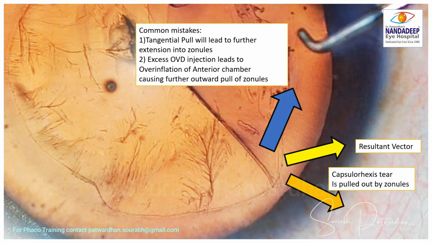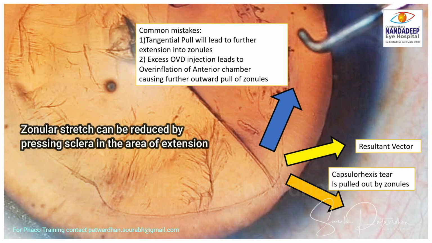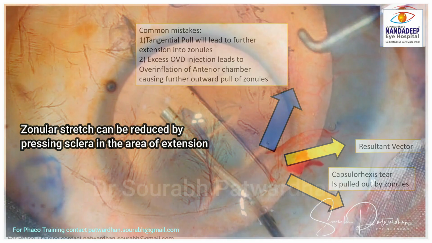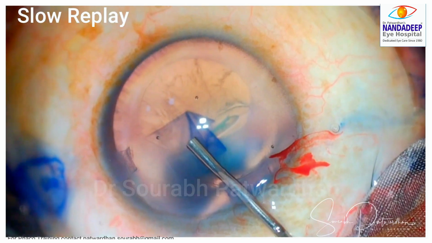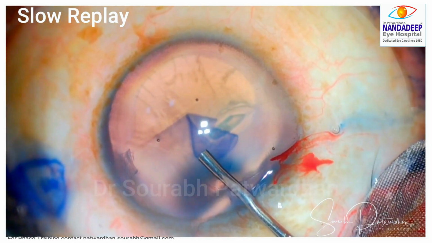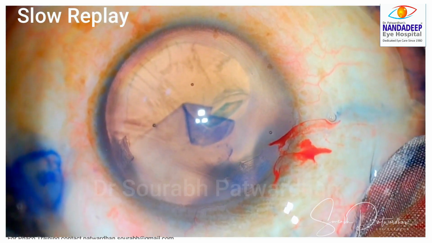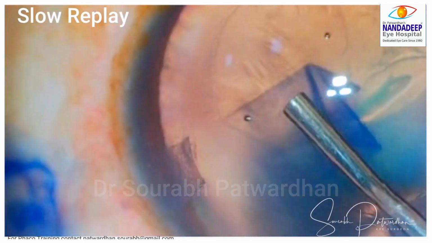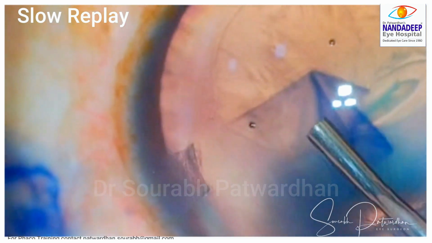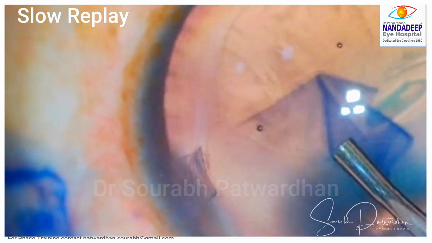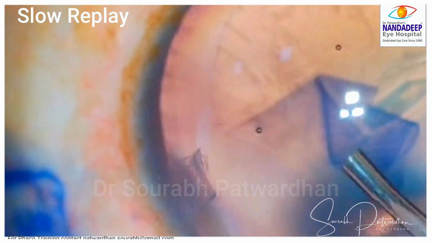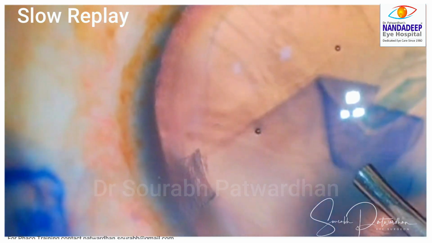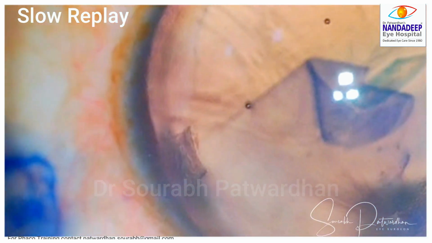Second common mistake which is done is to inject excessive OVD, resulting in overinflation of the anterior chamber. Just watch this case where the surgeon overinflates the anterior chamber using 2% HPMC, and what you find is that the zonules start pulling this capsulorhexis tear even more outward because of overinflation.